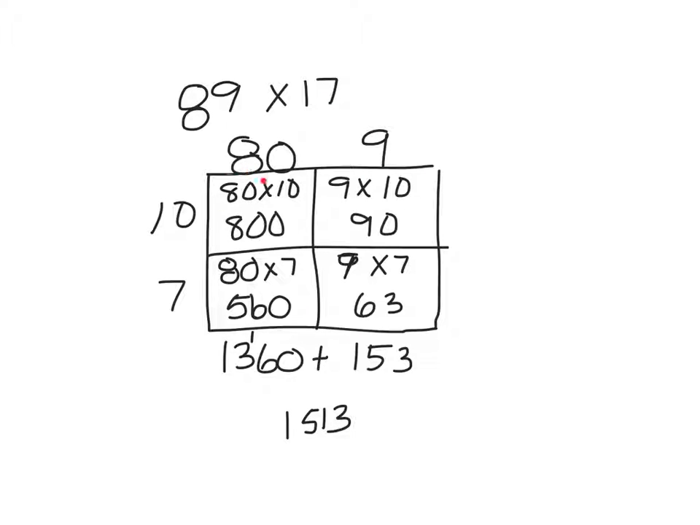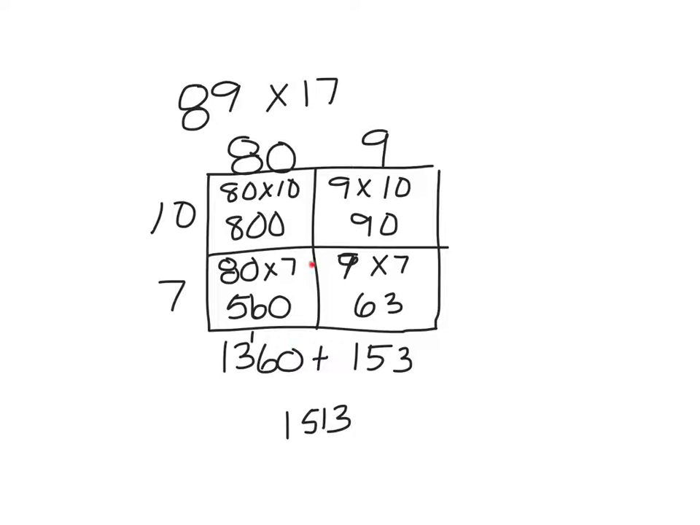The first box we took 80 times 10 and got 800. Remember, we're just doing 8 times 1, adding our 2 zeros. Next box we're taking 9 times 10. So 9 times 1, adding our 1 0 from here. This one is our 7 times 80. So we're taking 8 times 7 is 56, adding our 0. And then 9 times 7 is 63.